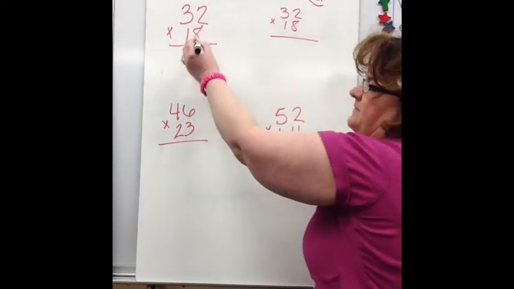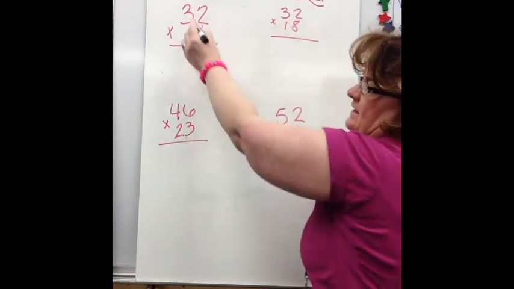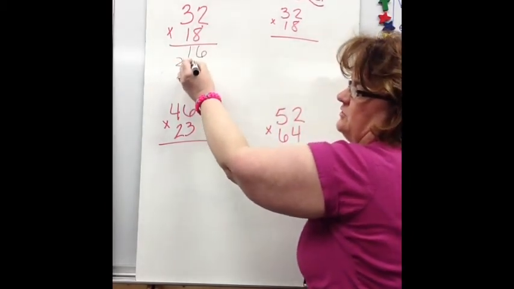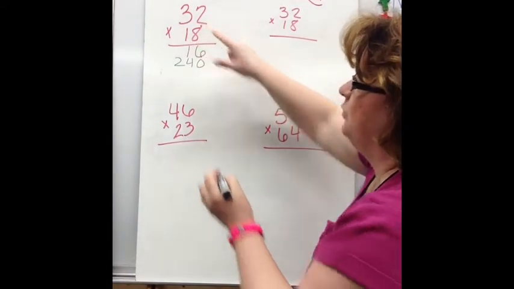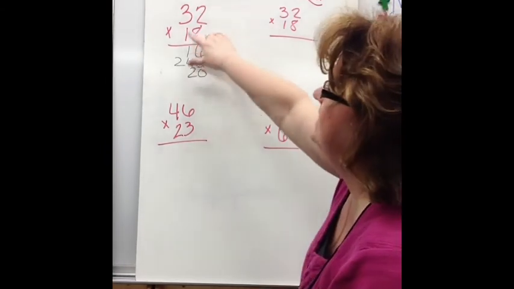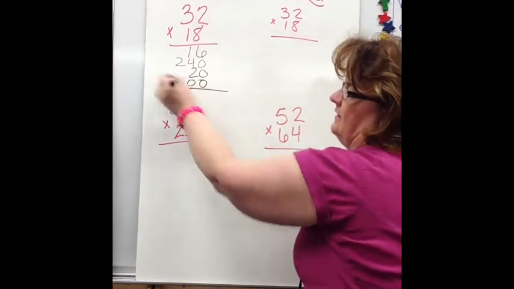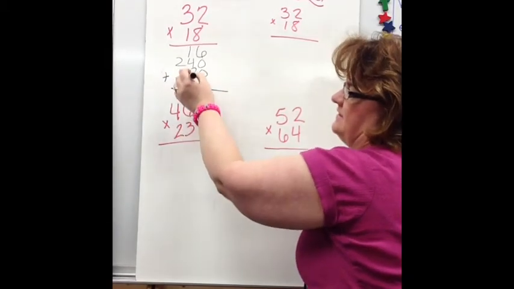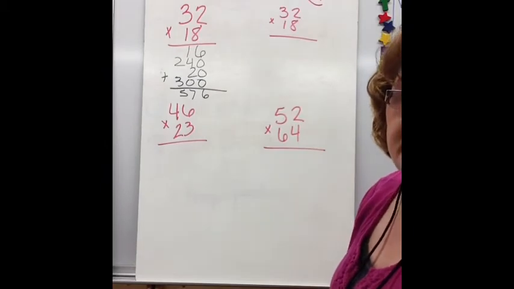So 2 times 8 we know is 16. 8 times 30 we know is 240. 10 times 2 we know is 20. And 10 times 30 we know is 300. And in the all partials way, we simply add these together and you end up with 576.